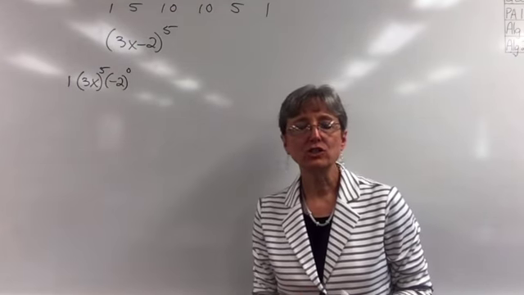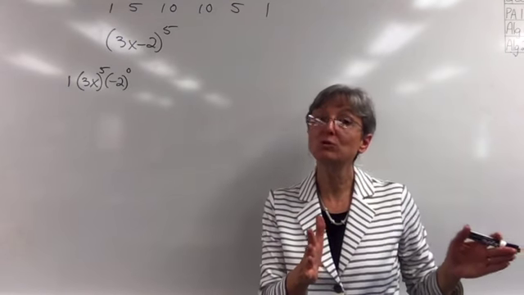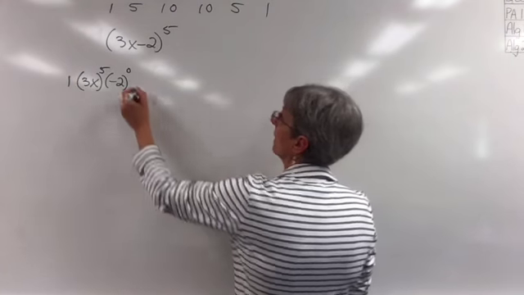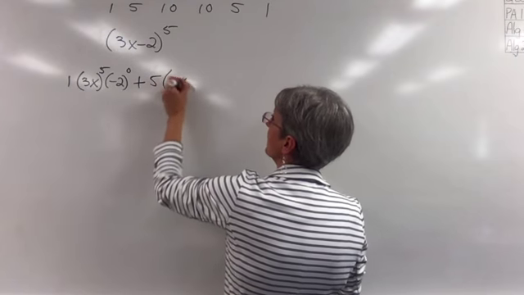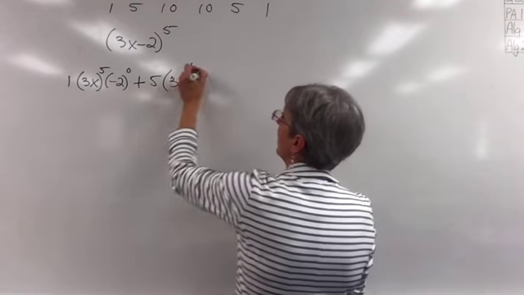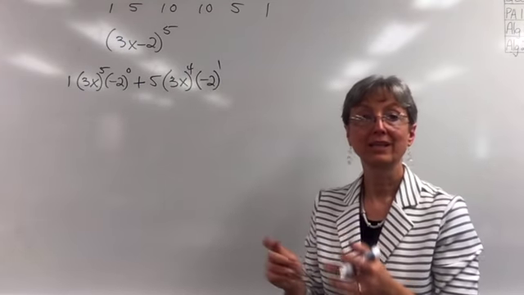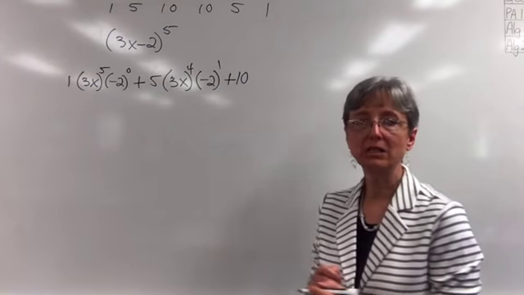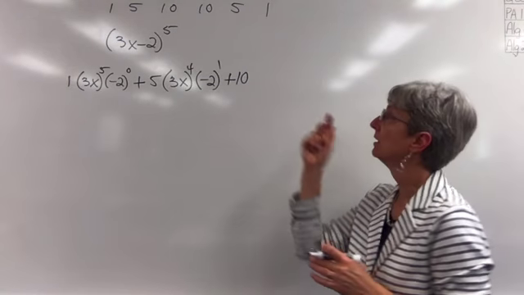I know that's just 1, but I just really want to be careful because I'm not used to doing this. I don't want to make shortcuts, all right? Second term, plus positive 5 times 3x, and now this goes down 1 to the power of 4, and my negative 2 is to the power of 1. Plus 10, you're always adding these. Doesn't mean they're always going to stay positive, but when we're setting it up, we're adding.